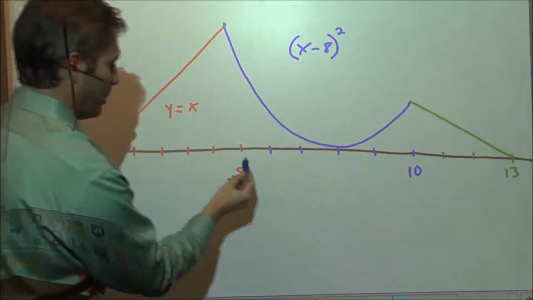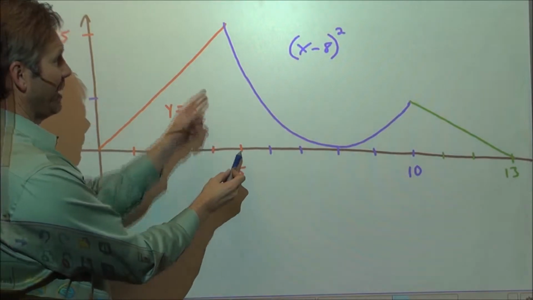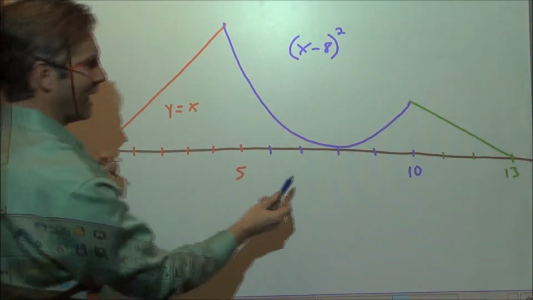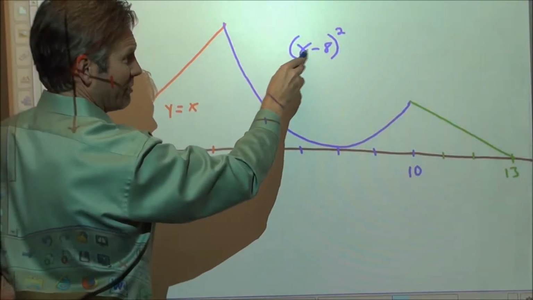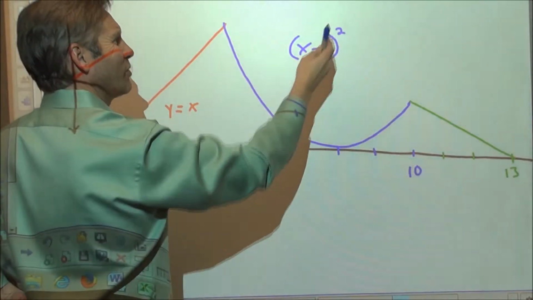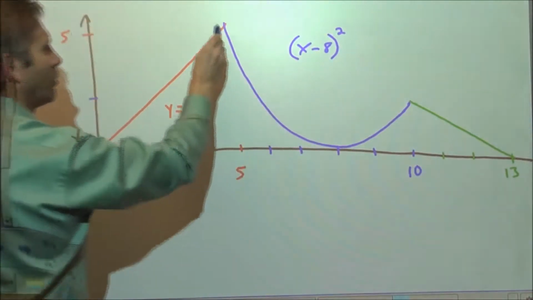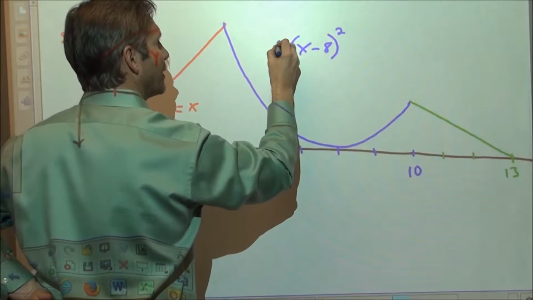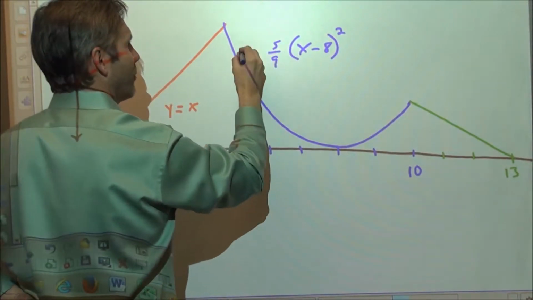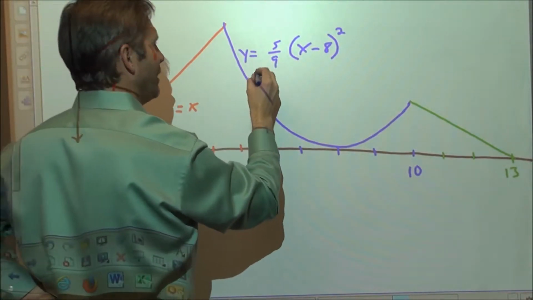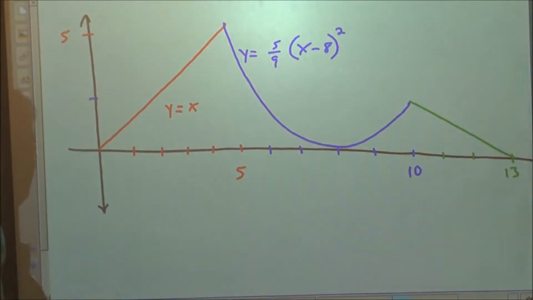Now, what about this? At 5, when x is 5, we have to have it be 5 units high. Normally, if you put 5 in here, 5 minus 8 is negative 3. Square that, you get 9, and we're only at 5. So we'd have to make this guy 5/9. So there we go. That would be our middle piece to the function.